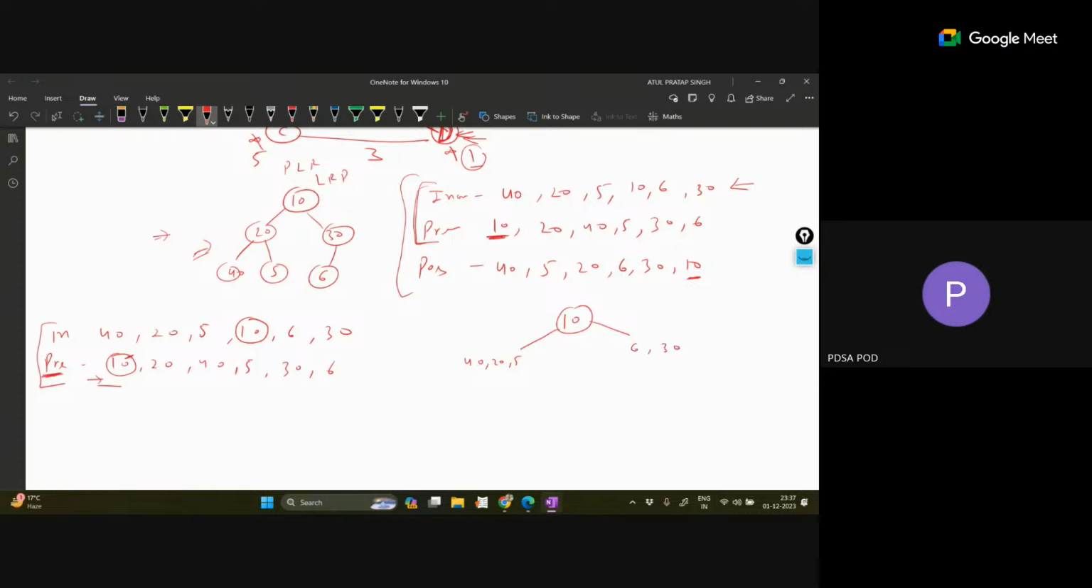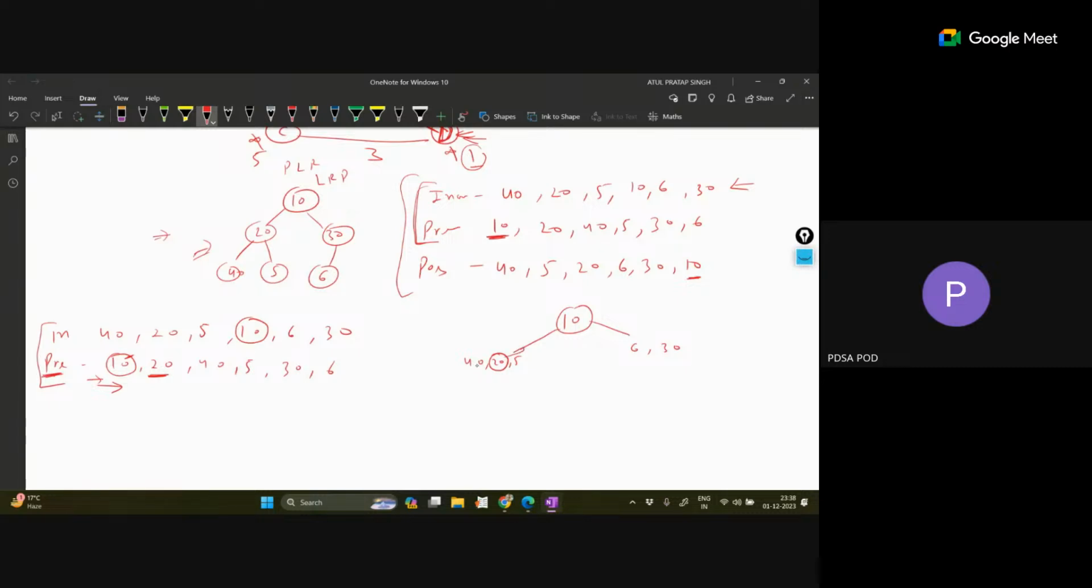Now we traverse the pre-order from left to right, and mark each as a node at the current time. So 20 is the next one. 20 is here now, in this sequence. So 20 will be added at this level.